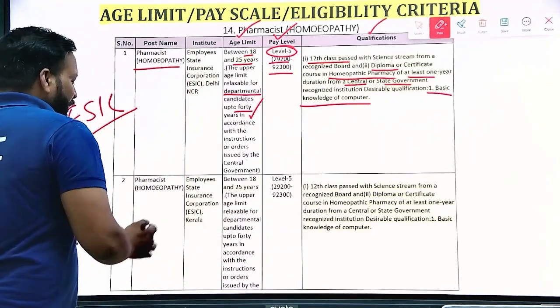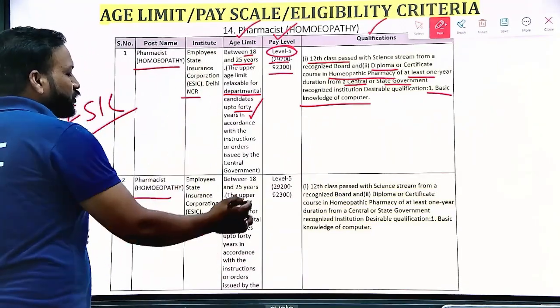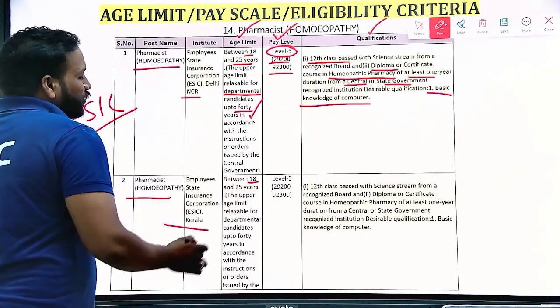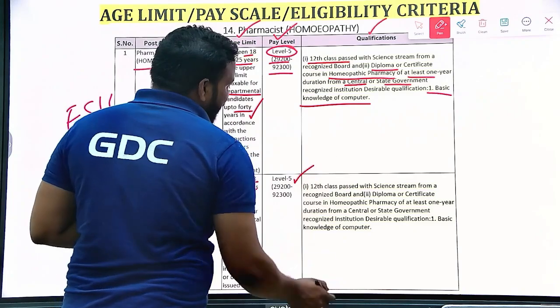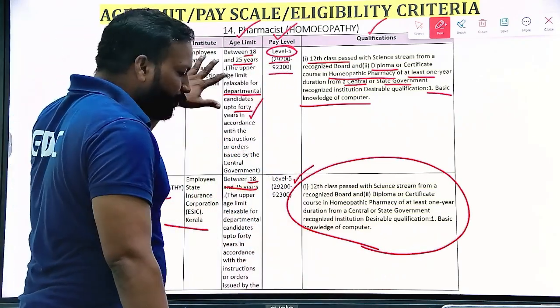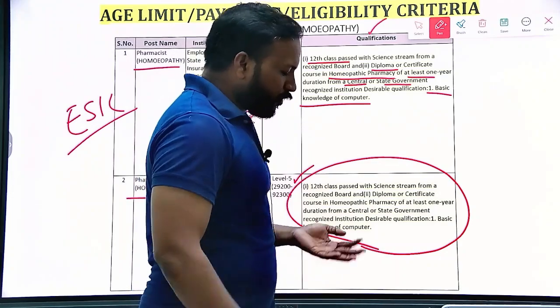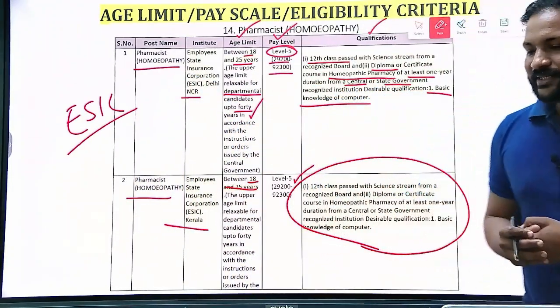You can see here, for homeopathy, especially for Kerala, and this is for Delhi NCR, it is also seeking for both 18 years to 25 years. Okay, and pay level is also 5th and same qualification. Clear? Because it is a homeopathy pharmacist, it requires homeopathy specialization, which means maybe a diploma. Clear? Yes.